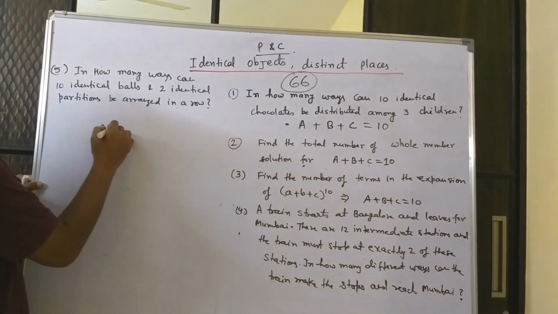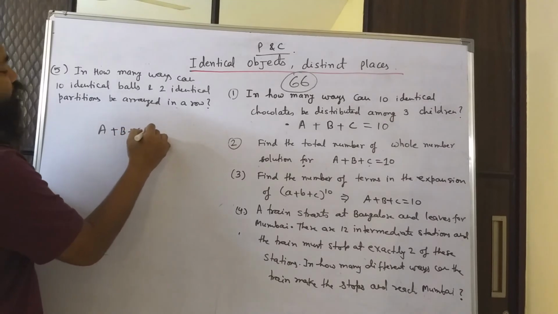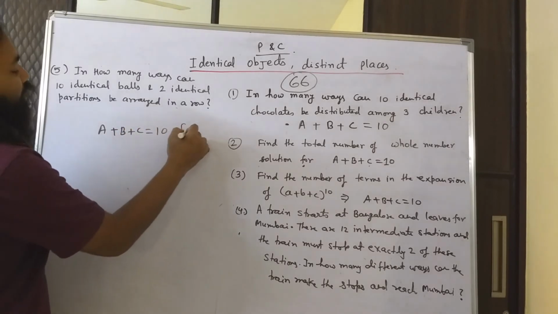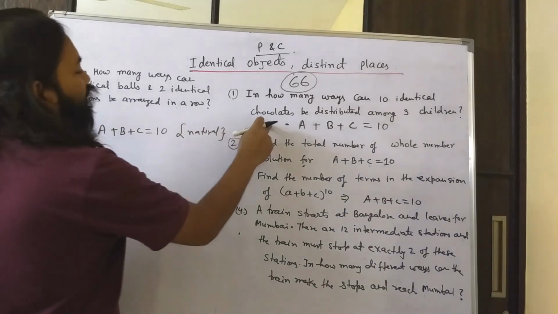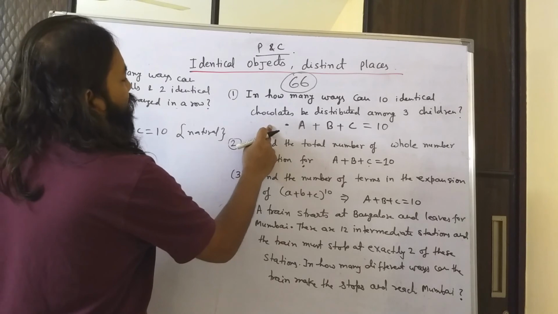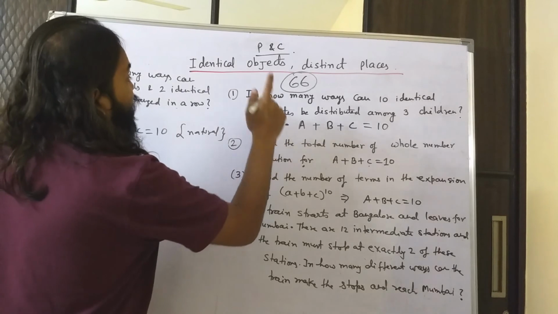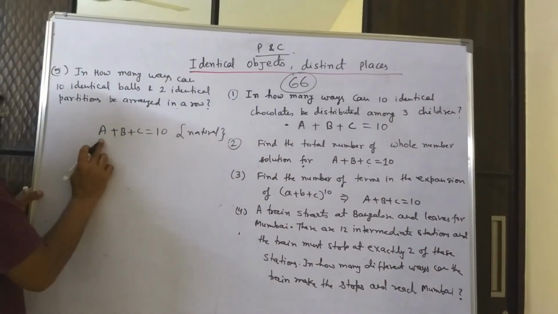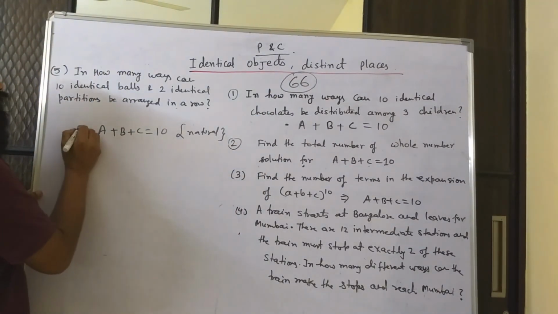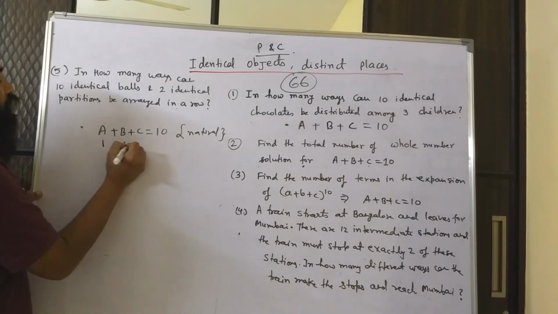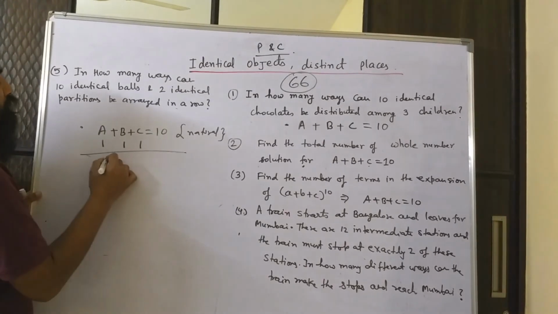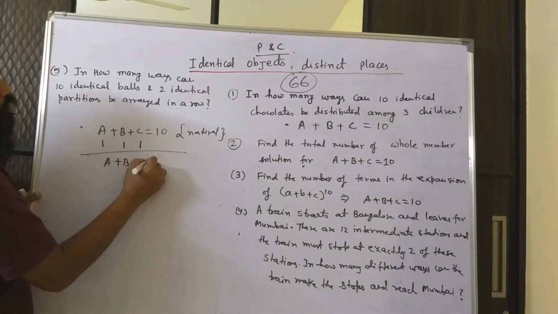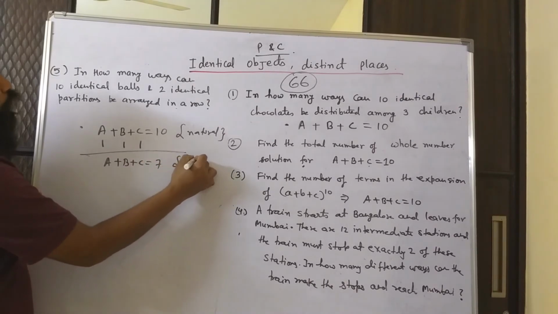So you say, okay, a plus b plus c equal to 10. Now I want to find natural number solutions. Or in the context of this question, we will add one more line: in how many ways can 10 chocolates be distributed among 3 children such that each of them gets at least 1 chocolate. Natural number means I can't give 0, 0, 0. So before starting the question itself, you give them 1, 1, 1. Now 3 chocolates have already been distributed. So my new problem becomes a plus b plus c equal to 7, and now I can give whole numbers.